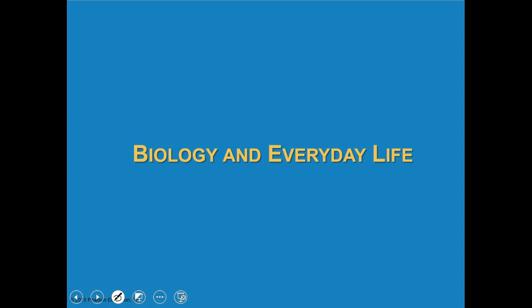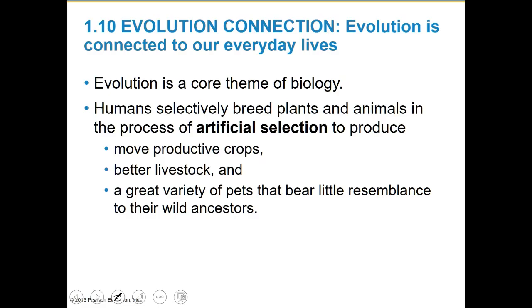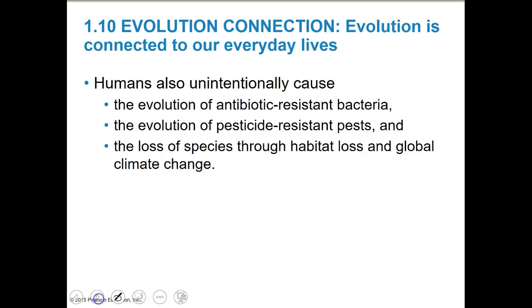Okay, so everyday life in biology. We do have artificial selection. Some of the things that are proposed of natural selection is how we're actually able to produce crops and livestock and a variety of pets. I've got two crazy dogs, and that's always something. Humans have unintentionally caused the evolution of antibiotic-resistant bacteria, which is definitely a big thing that we need to work on. Also pesticide-resistant pests, and then habitat loss and global climate change.